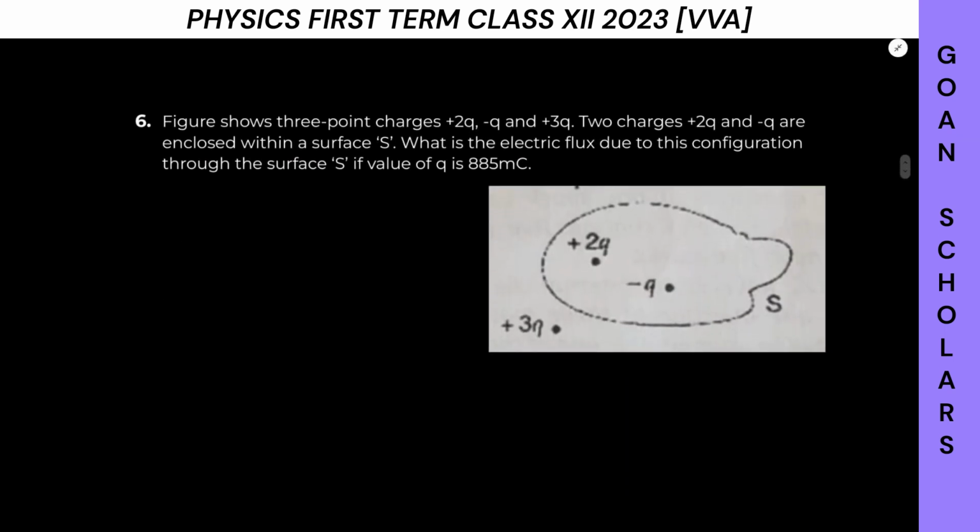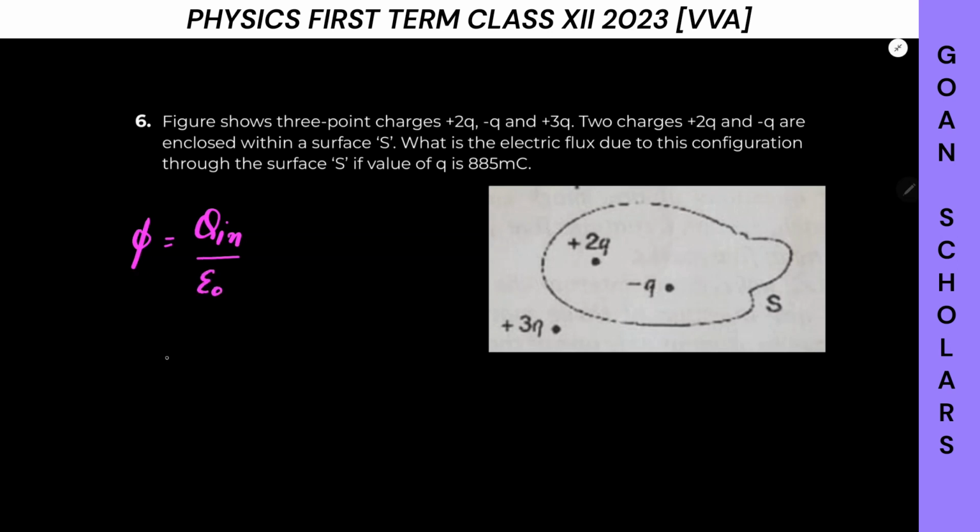It says a figure shows 3-point charges plus 2q, minus q and 3q here. Okay. Two charges 2q and minus q are enclosed within the surface S. What is the flux due to this configuration through the surface S if the value of q is this? Okay. So we should know that our Gaussian surface is this one. So if this is our closed surface, what will be the flux? According to Gauss's law, the flux phi will be equal to the total charge enclosed. So Q in is charge enclosed upon epsilon naught, right?